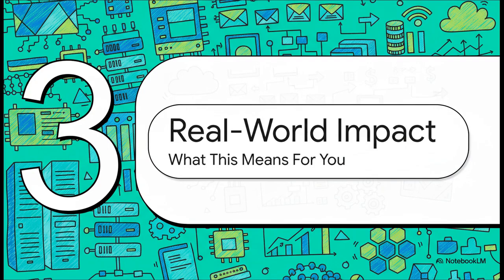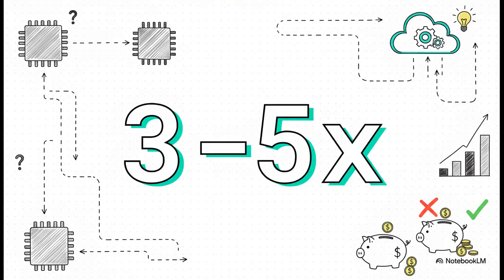Okay, so that's how it works. But what does this all mean for you? What's the real-world impact on your team and, let's be honest, your budget? Let's get into the numbers, because they're pretty impressive. First up, 3 to 5x. That's a 3 to 5 times increase in your model serving throughput. And that comes directly from that intelligent request batching we talked about. What that means in plain English is you can serve way more users with the exact same amount of hardware.